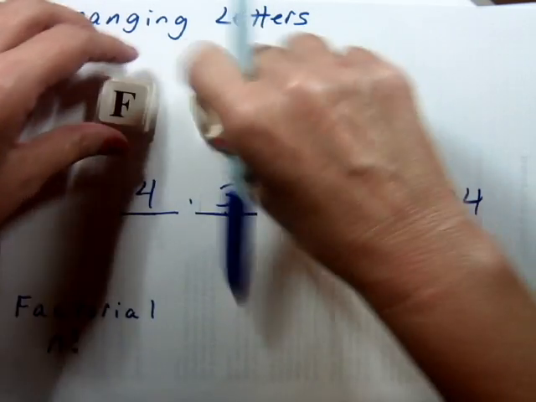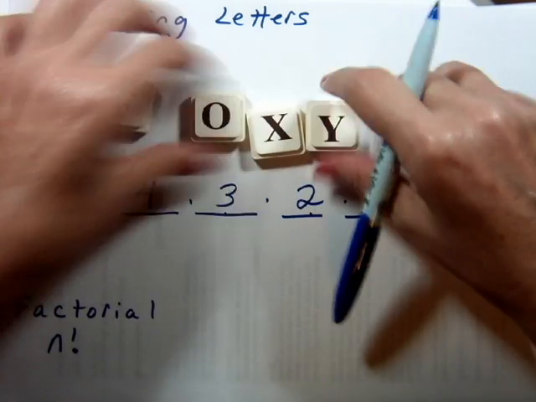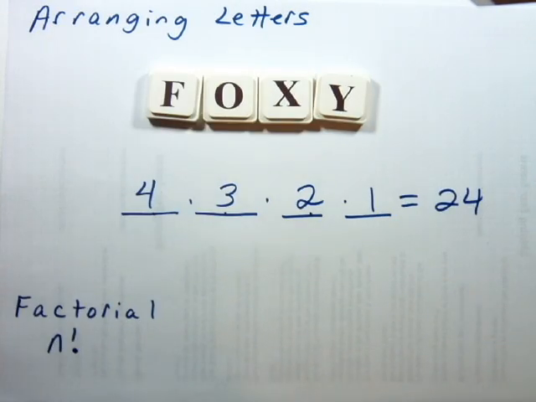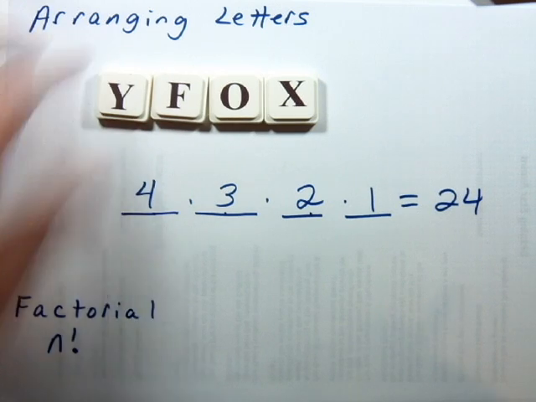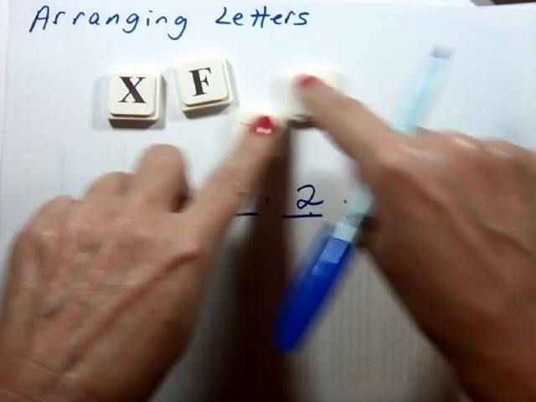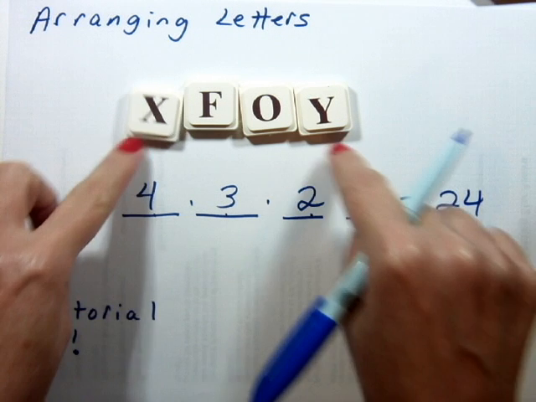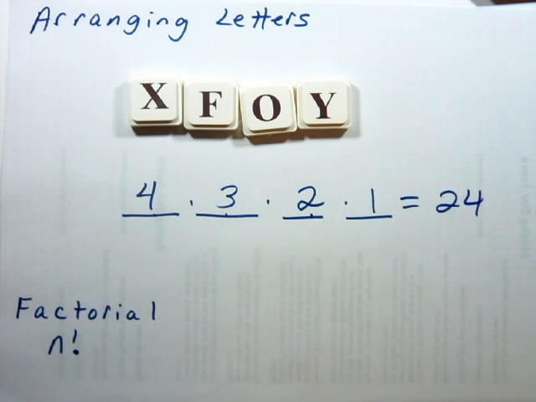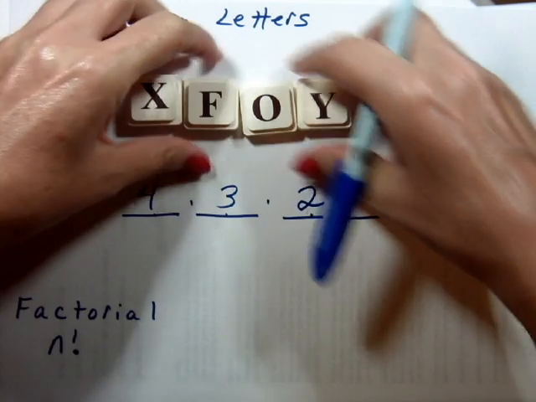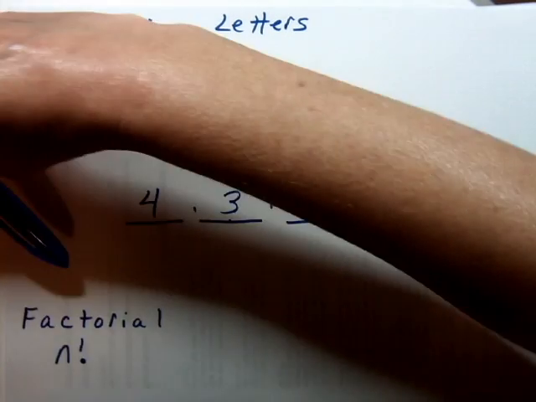Now if you don't believe me that there are 24 different ways, you need to just write them all down. There's 1. There's another. There's another. There's another. There's another. And if you start doing that, you're going to find that there are 24 different ways to arrange those letters. Now, what if I choose the word dodo?